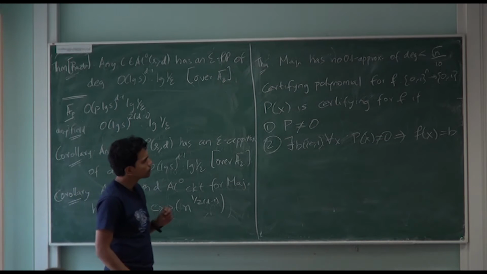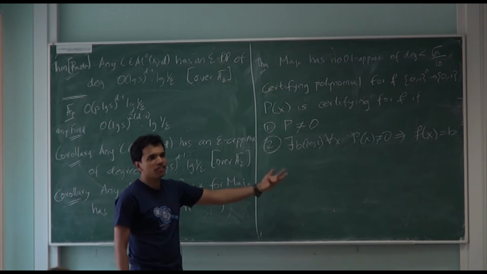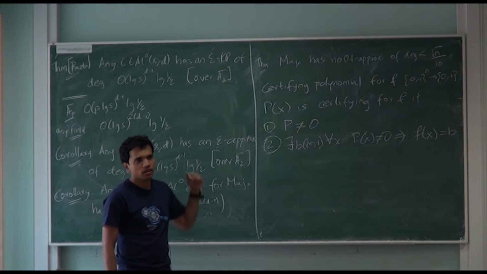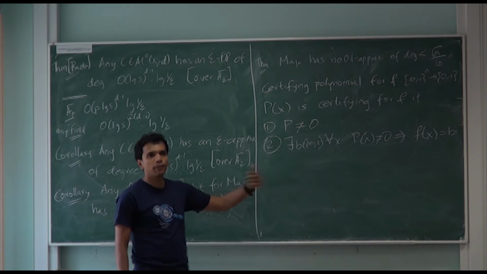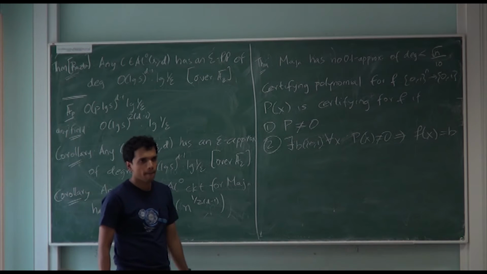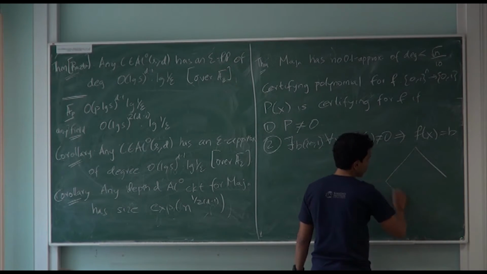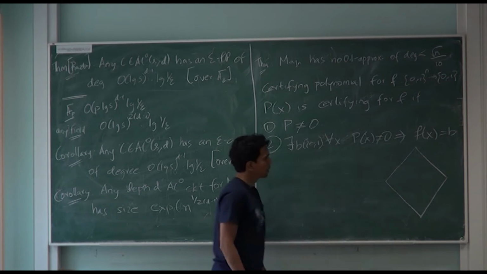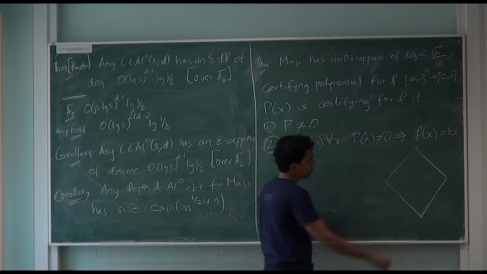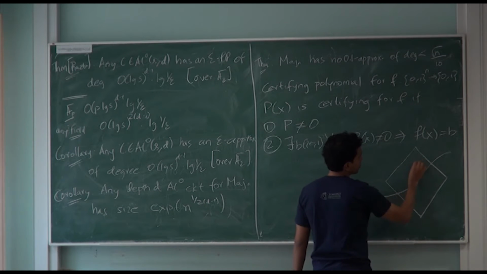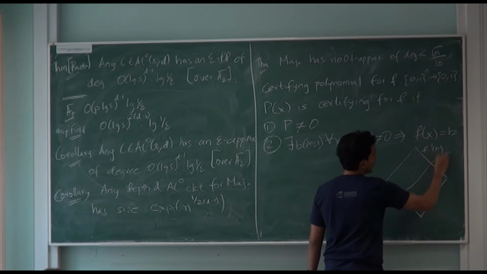Okay. So you can think of p as certifying that f takes the value b, right? Whenever p is non-zero, that implies that f takes the value b. So if I wanted to say this in pictures, I would draw the hypercube. Right, this is the hypercube. And think of f as partitioning the hypercube into two parts. So this is f inverse 0 and f inverse 1.